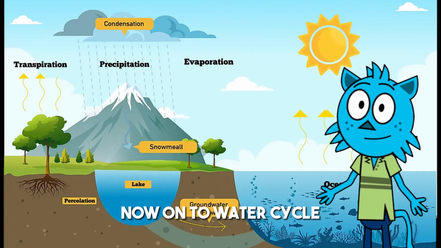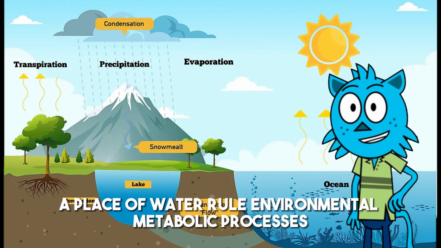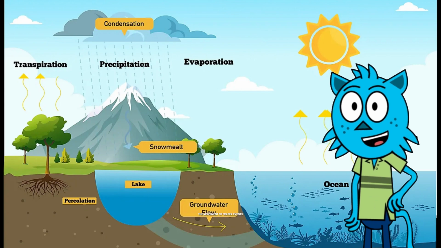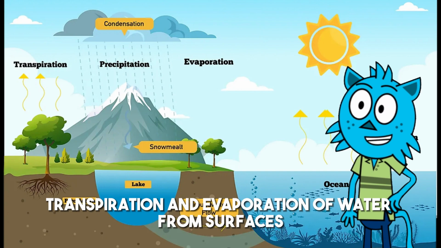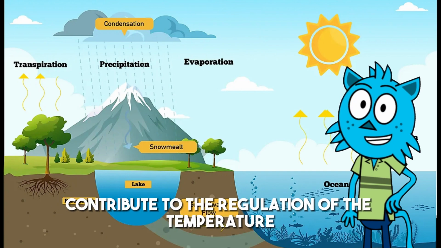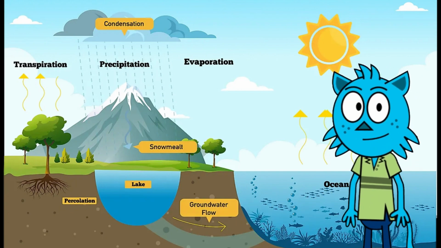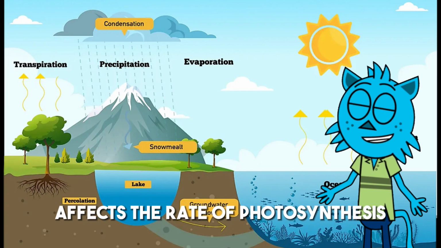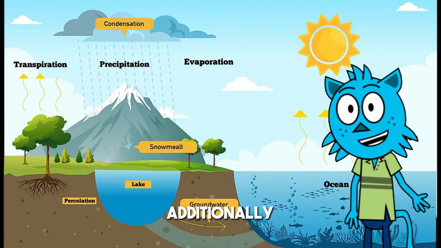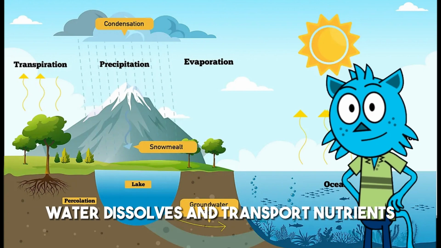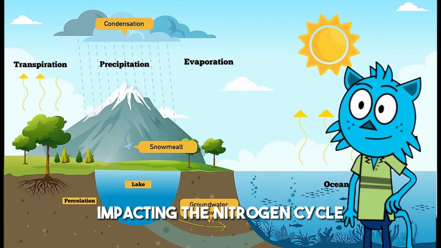Now onto the water cycle. Water is a universal solvent that plays a vital role in various metabolic processes within organisms. The movement of water in plants, transpiration, and the evaporation of water from surfaces contribute to the regulation of temperature, affecting the efficiency of energy transfer in ecosystems. The availability of water affects the rate of photosynthesis, influencing the carbon cycle. Additionally, water dissolves and transports nutrients, including nitrogen compounds, to the soil, impacting the nitrogen cycle.